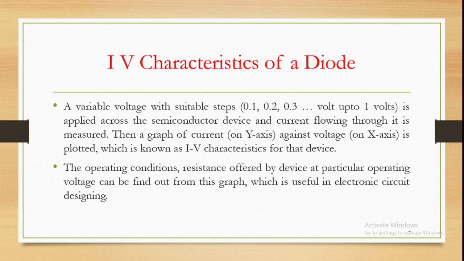IV characteristic of a diode. A variable voltage with suitable steps of 0.1, 0.2, 0.3 volt up to 1 volt is applied across the semiconductor device, and the current flowing through it is measured. Then a graph of current on the y-axis against voltage on the x-axis is plotted, which is known as the IV characteristic for that device. The operating condition and the resistance offered by the device at a particular operating voltage can be found from this graph, which is very useful in electronic circuit designing.